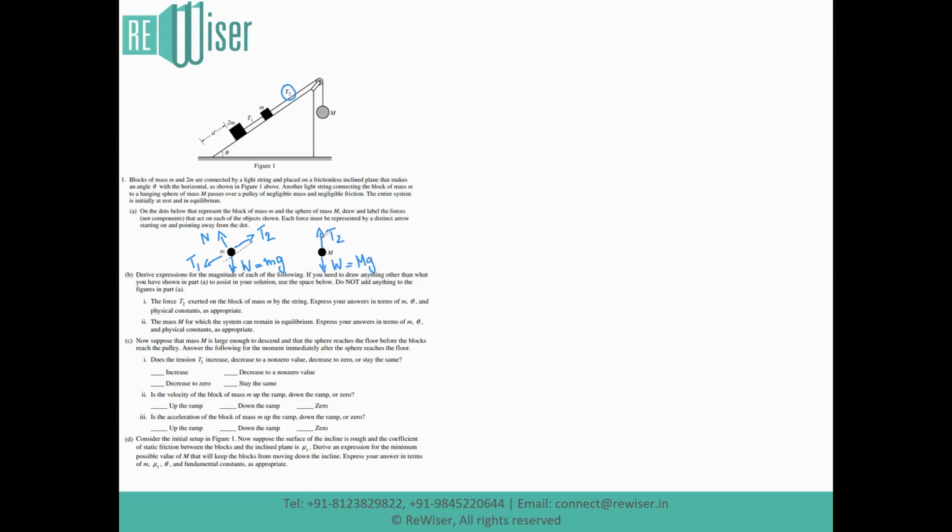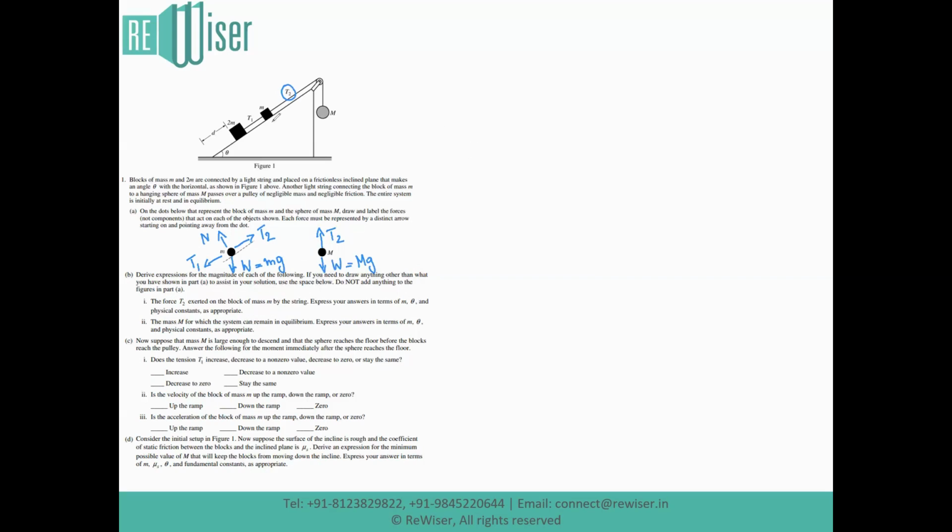Moving ahead, derive your expressions for the magnitudes of each of the following. If you need to draw anything other than what you have shown in part A to assist your solution, use the space below. Do not add anything to the figures in part A. Now, here we are to derive an expression for the force T2, which is exerted on the block of mass m by the string. Express your answers in terms of small m, the angle of inclination for the inclined plane theta, and other physical constants as appropriate.